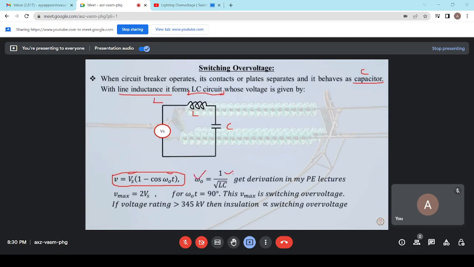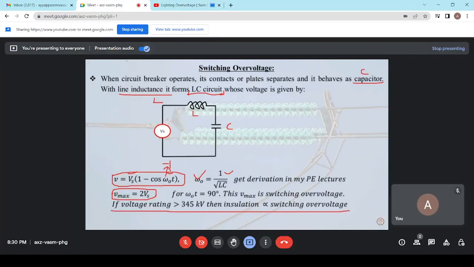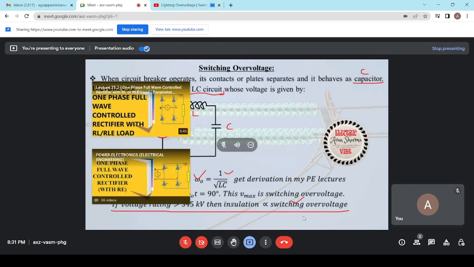So the maximum value of voltage from this expression is 2 Vs. And 2 Vs will occur when cos omega naught t is equal to minus 1. So maximum voltage is 2 Vs. And this maximum voltage, that is 2 Vs, is responsible for switching over voltage. So for voltage rating of transmission line greater than 345 kV, the insulation is decided by switching over voltage, or we can say that insulation is directly proportional to the switching over voltage.